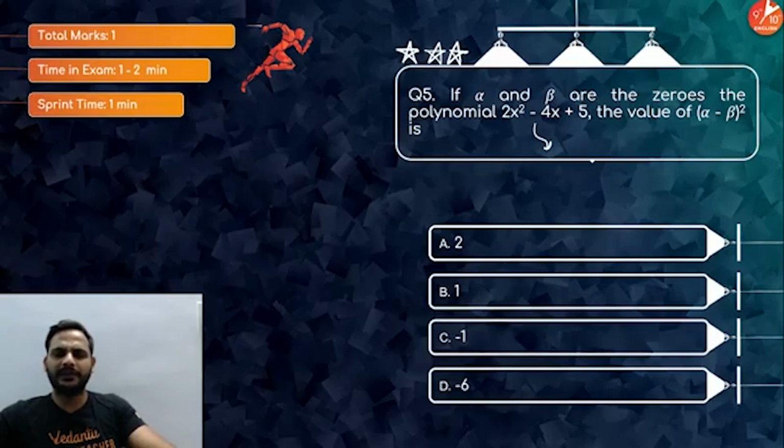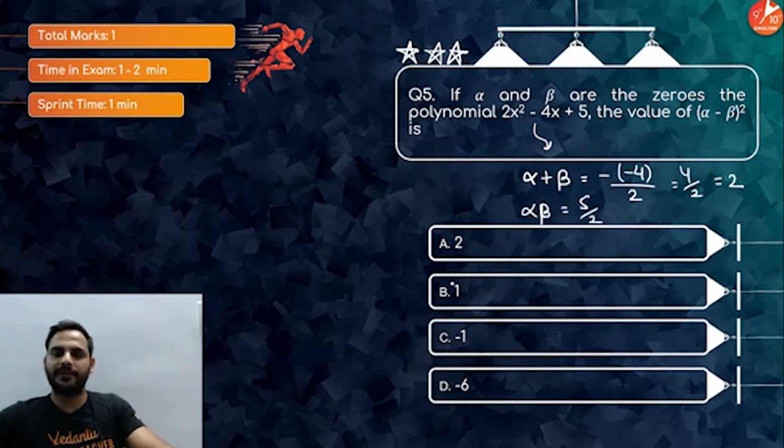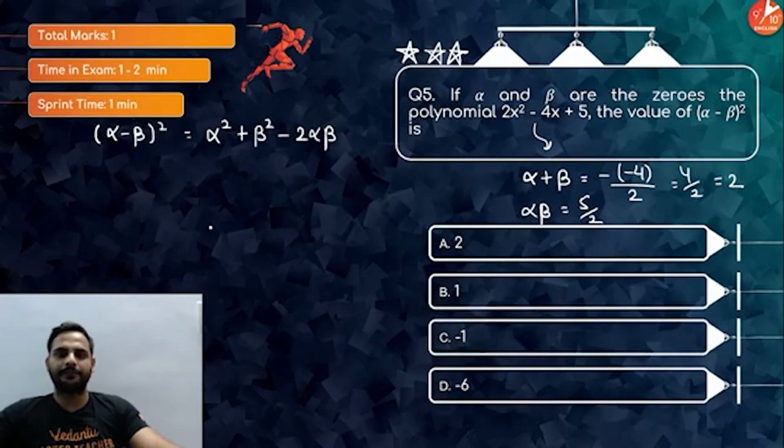Again, the main things are we know that alpha plus beta, if they are the zeros, alpha plus beta will be minus b by a, which is minus minus 4 by 2, which is 2. So alpha plus beta is 2, and alpha into beta is equal to c by a, which is 5 by 2. Now you want the value of alpha minus beta whole square, which can be written as alpha square plus beta square minus 2 alpha beta.